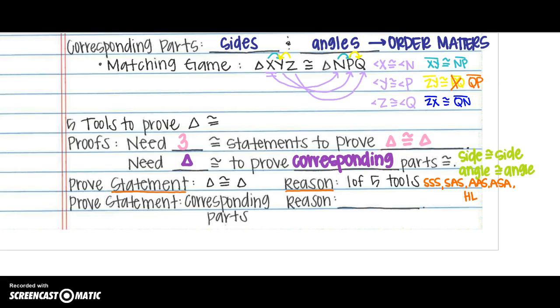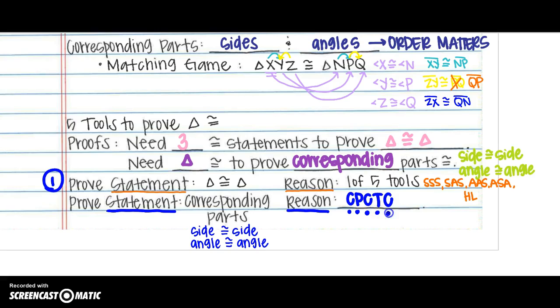And then the last thing, if you are trying to prove corresponding parts, so maybe I have a side is congruent to a side, that's when you look up at that prove statement before you even start and say, does it say triangles congruent, or does it say a side or an angle? And remember, if it says the side is congruent to a side or an angle is congruent to an angle, I have to first prove triangles congruent, and then these parts are congruent because of CPCTC. Corresponding parts of congruent triangles are congruent.